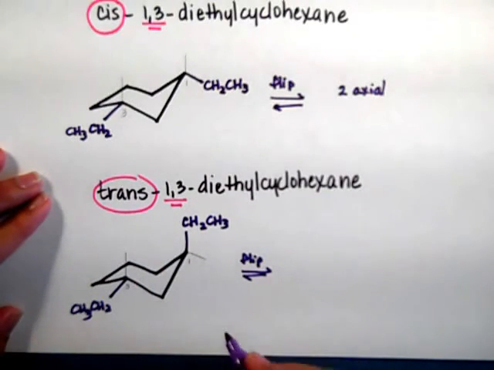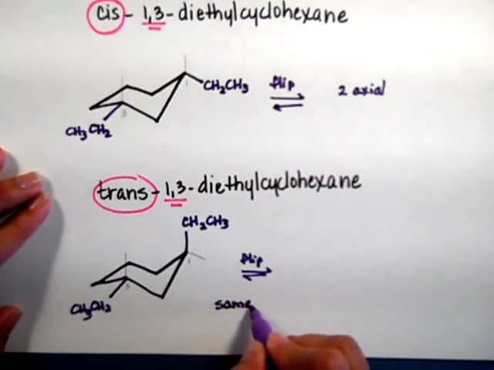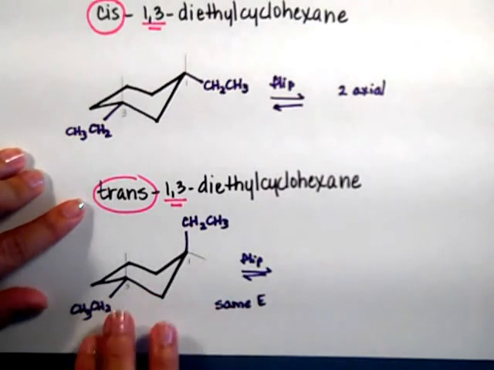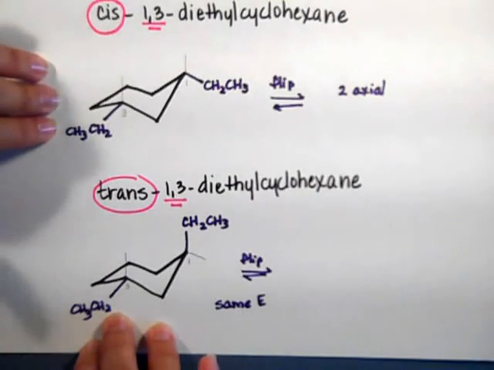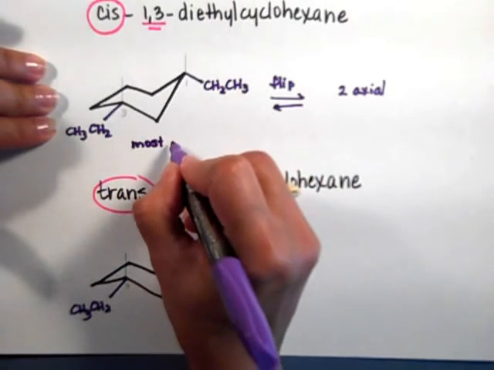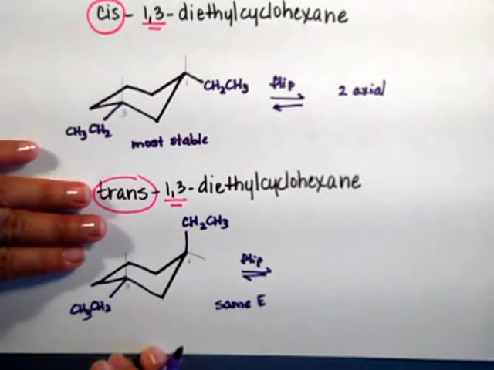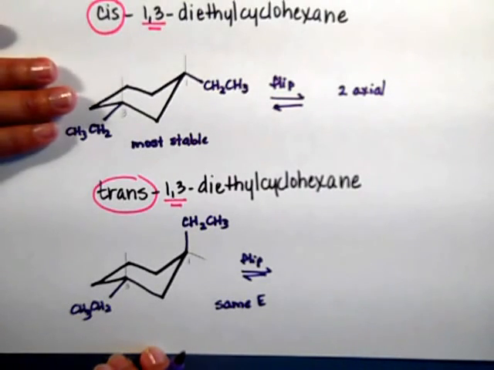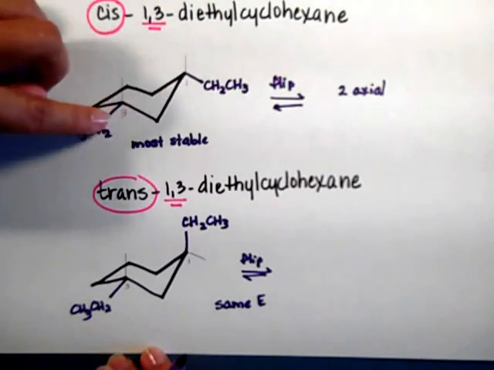So when you flip the chair, you notice that both chairs have the same energy. So for the trans, I have two chairs of the same energy, and for the cis, I have one chair, which is the most stable one, because both substituents are going to be on equatorial positions. Now between cis and trans, which one is the most stable stereoisomer? The cis, again, because in that chair, I was able to put two substituents on equatorial positions.